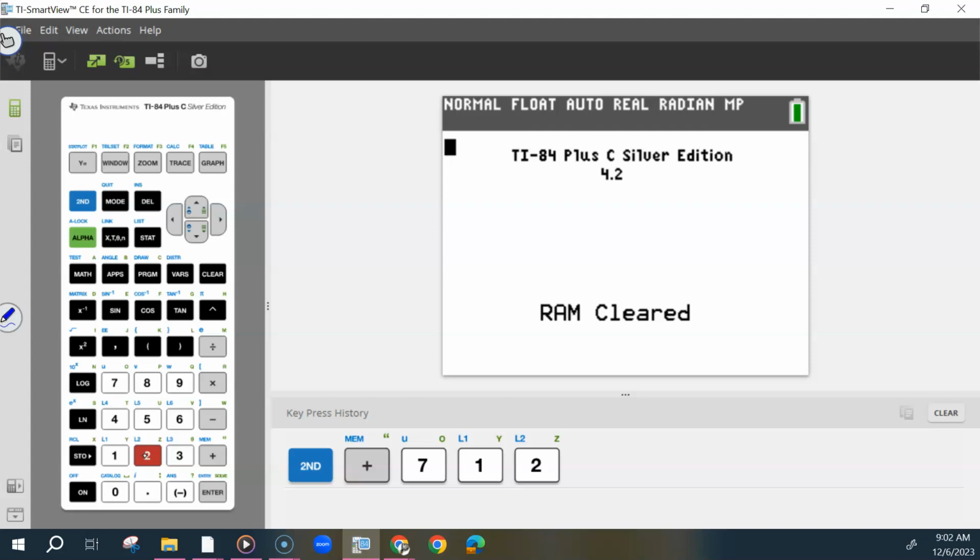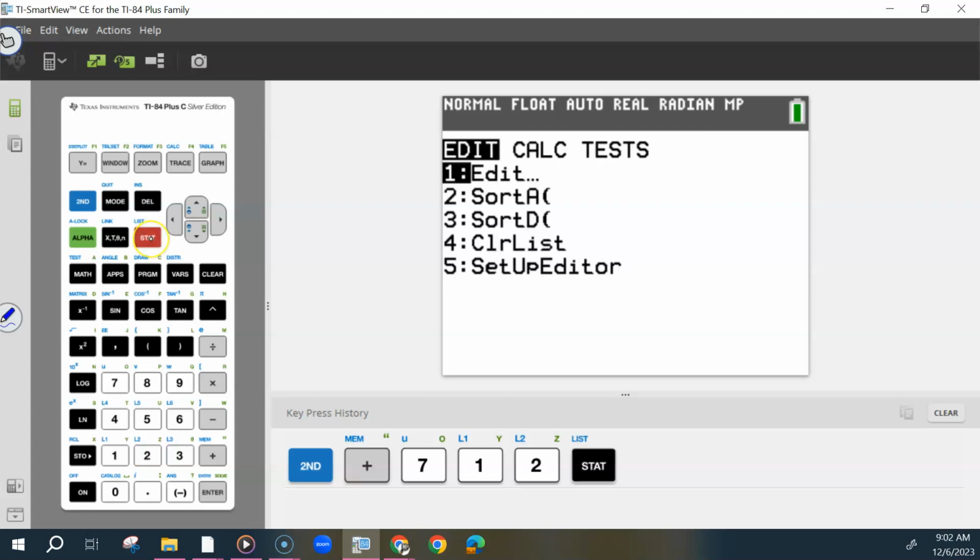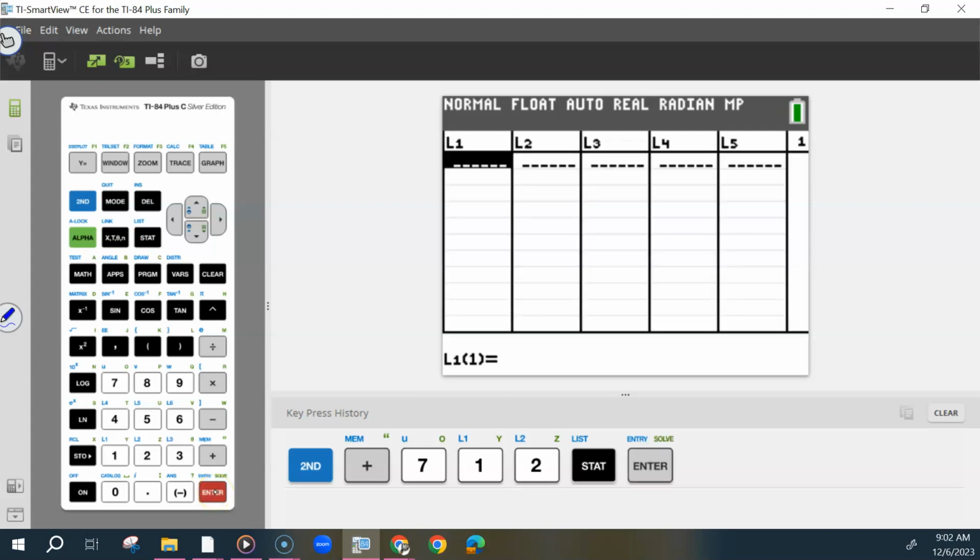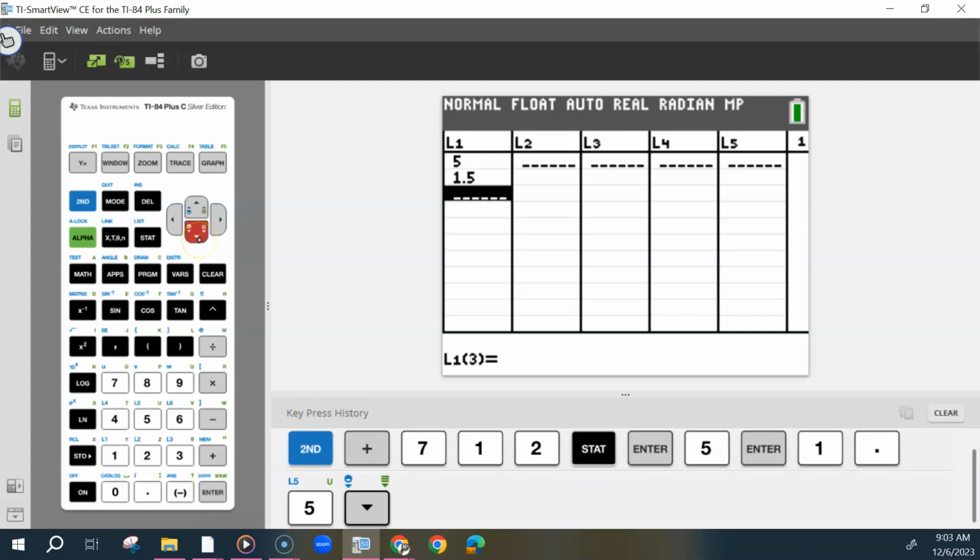So we're going to go into stat, and it should be on edit, hit enter. L1 is always going to be your x's, L2 is always going to be your y's. So you're going to put those numbers in. You can do this one of two ways. Either typing in the numbers and pressing enter, or typing in the number and then pressing the down arrow. Either one works. So take a second and fill out those numbers.